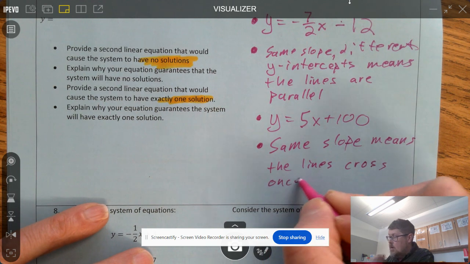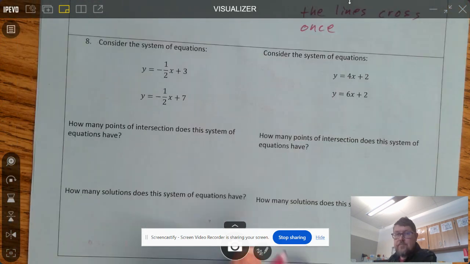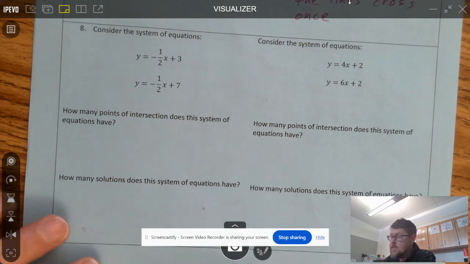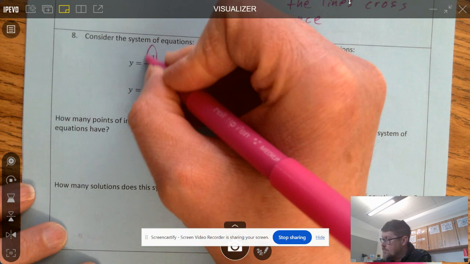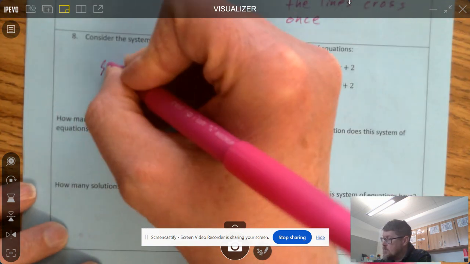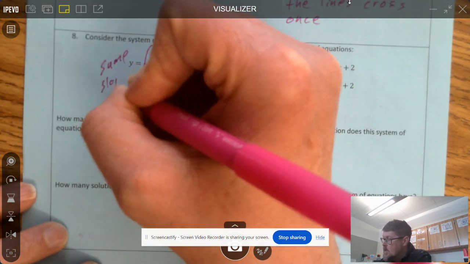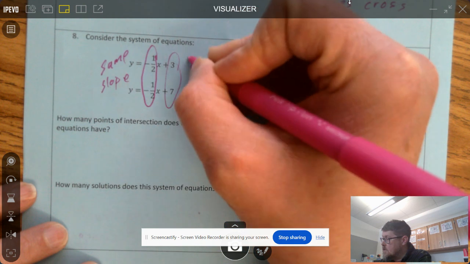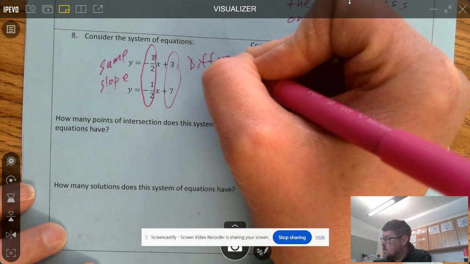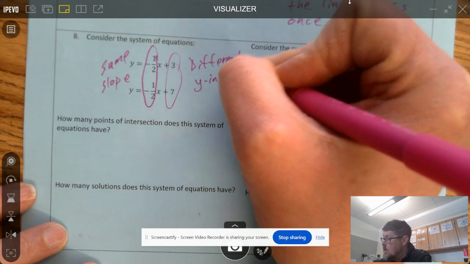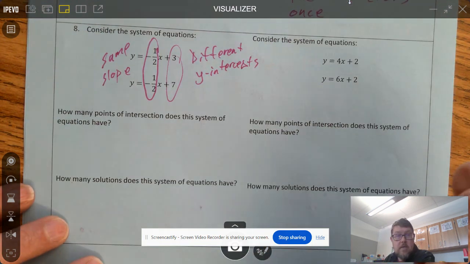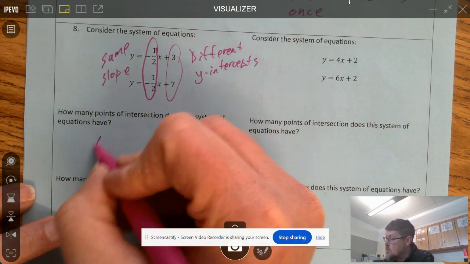Okay, now moving on to number 8. It's actually very similar, right? Consider this system of equations. How many points of intersection does this have? Well, look here, we have the same slope. And here we have different y-intercepts. That means the lines don't cross at all, so there are no points of intersection.